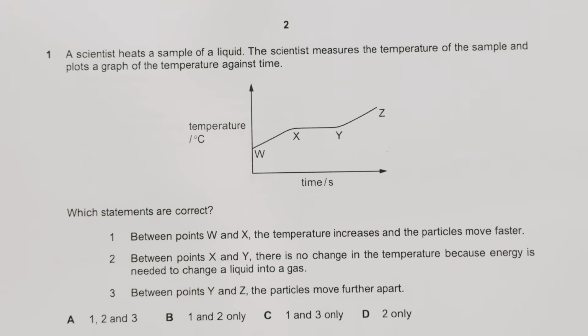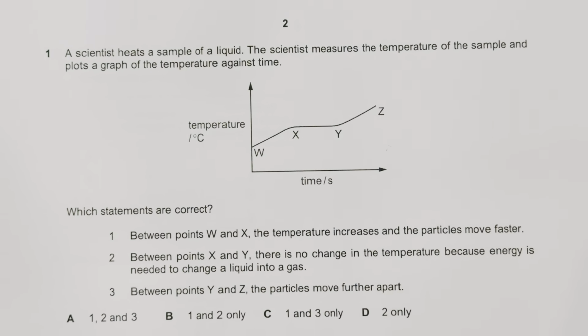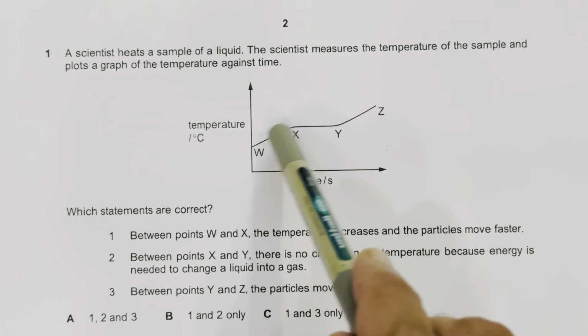A scientist heats a sample of liquid. The scientist measures the temperature of the sample and plots a graph of temperature against time. Temperature is on the y-axis and time is on the x-axis. You can see these statements are correct. Between point W and X, the temperature increases and the particles move faster. Yes, we can see that temperature is rising.